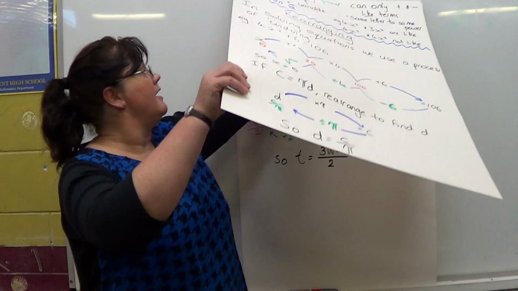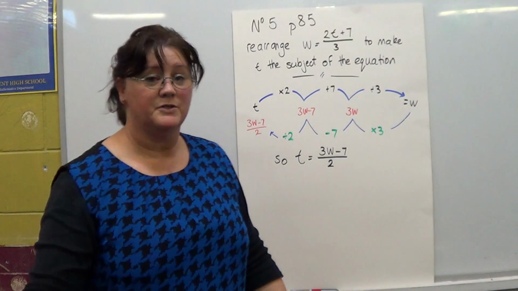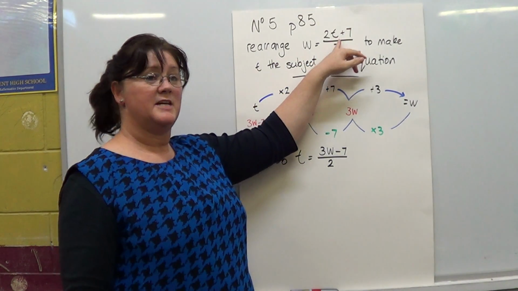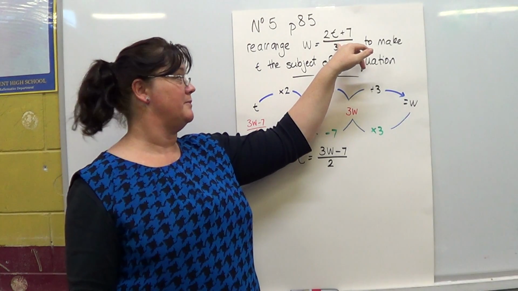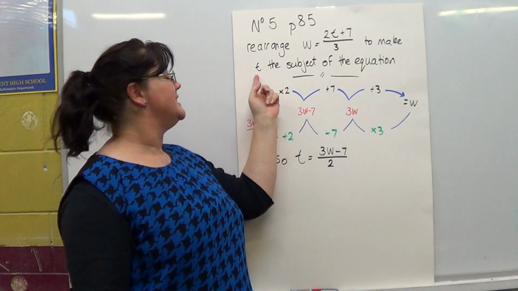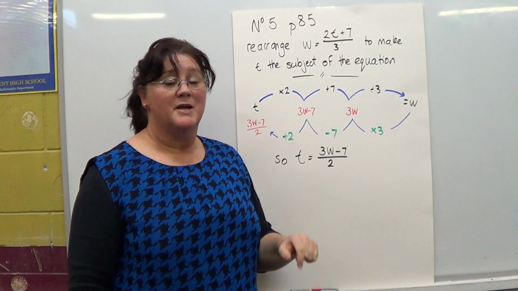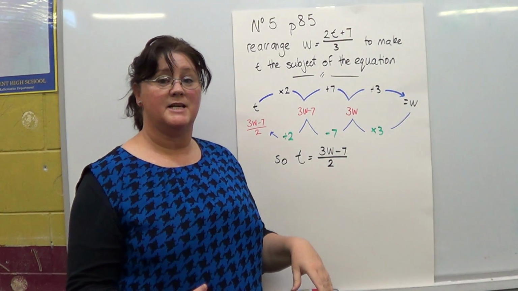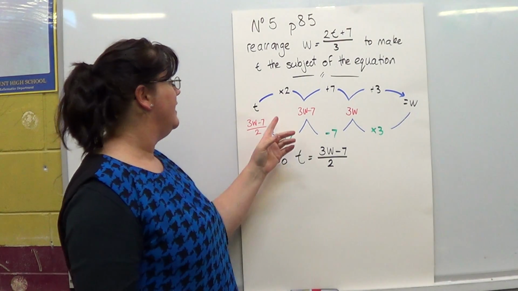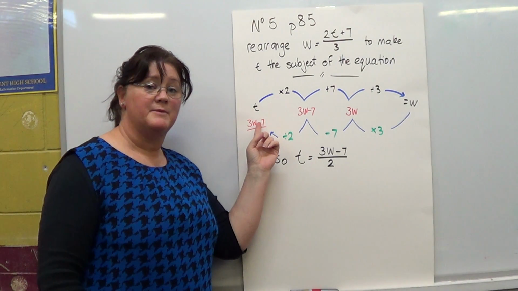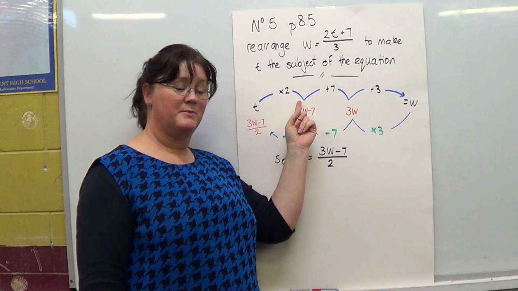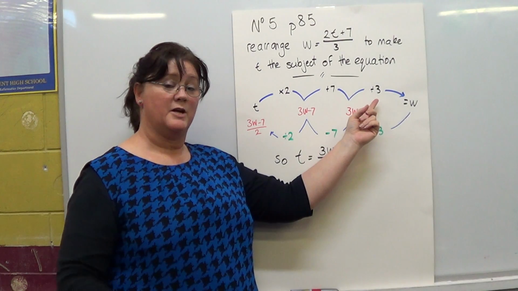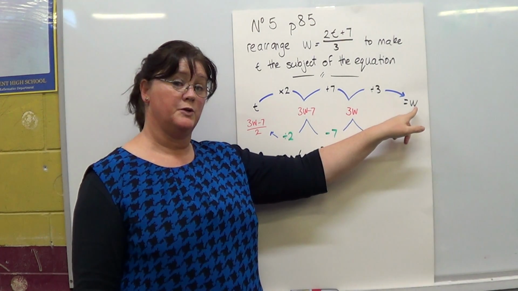Number 5 on page 85 in your books says, please rearrange w equals 2t plus 7 divided by 3 to make t the subject of the equation. Means the same thing as finding t. Rearrange to make t the subject of the equation. So, here's the story of what happened to t. T was multiplied by 2, then it had 7 added to it, and then it was divided by 3. All of this made it equal w.